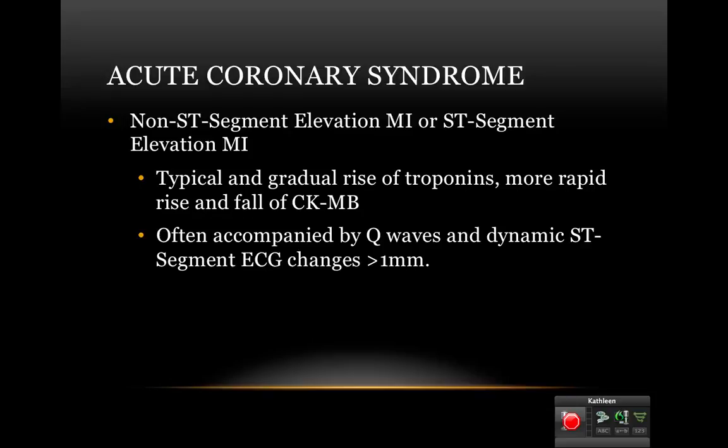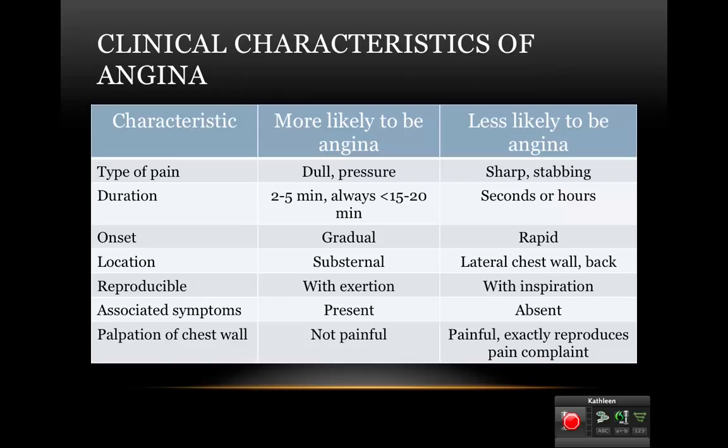Left ventricular hypertrophy on an EKG, bundle branch blocks with repolarization abnormalities, and ventricular pacing mask signs of ischemia. So oftentimes if you have a bundle branch block, it's hard to see if they're truly ischemic, and those are tough decisions to make. If we can't make them, oftentimes we have to call the cardiologist. Clinical characteristics of angina.